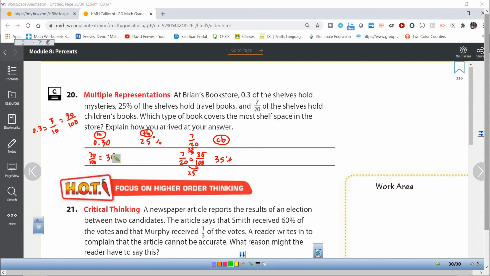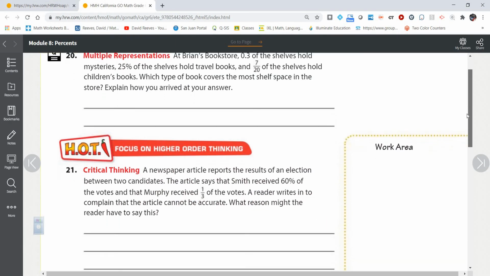So we can see 30% were mysteries, 25% were travel books, 35% were children's books. So children's books take up the most shelf space. How do you know? We converted all to percents. We could have changed them all to fractions. We could have changed them all to decimals. But if you're going to compare them, you want them to look the same.